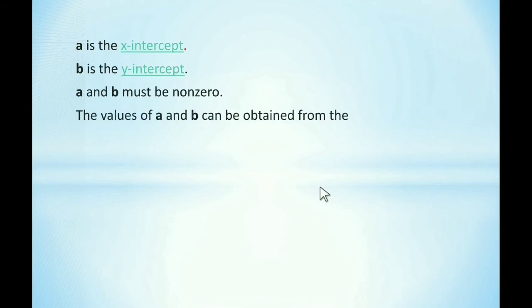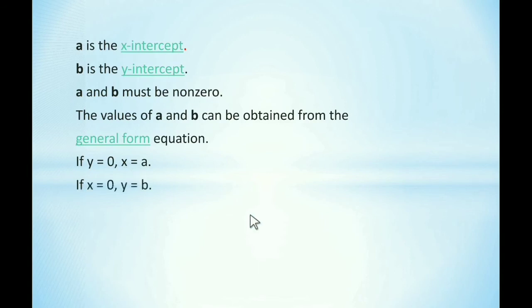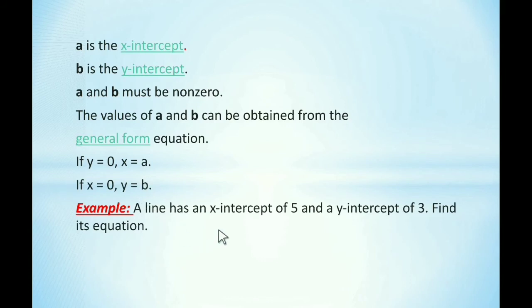A is the x-intercept and B is the y-intercept. A and B must be non-zero. Remember this one, that both are non-zero. The values of A and B can be obtained from the general form equation by putting, if y equal to 0 then x becomes A, and if x is equal to 0 then y becomes B. So you can calculate. Example, a line has an x-intercept of 5 and y-intercept of 3, find the equation, so simple. Look at this, x-intercept is denoted by A and y-intercept is denoted by B. Just by putting the values we will get A equal to 5, B equal to 3, so it becomes x by 5 plus y by 3 equal to 1.